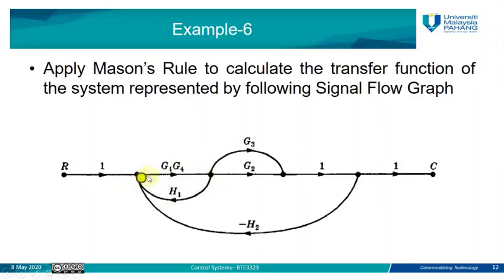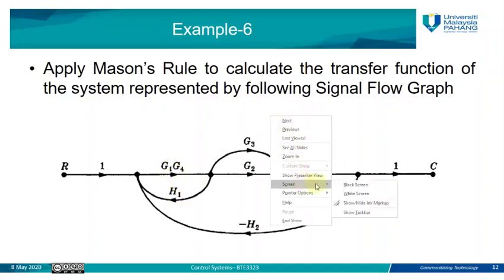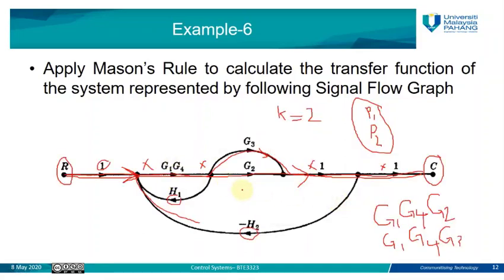And the gain of this loop represents the product of the gains of the branches of this loop. So we have G1, G4 times H1. Since H1 here is positive, just keep it G1, G4, H1. We call this loop number 1.